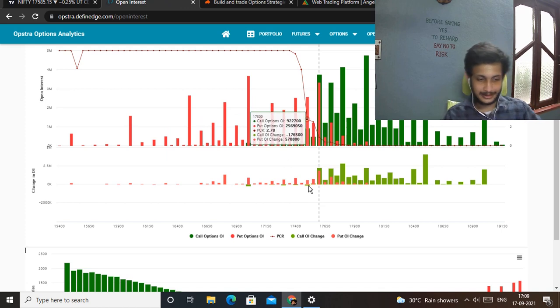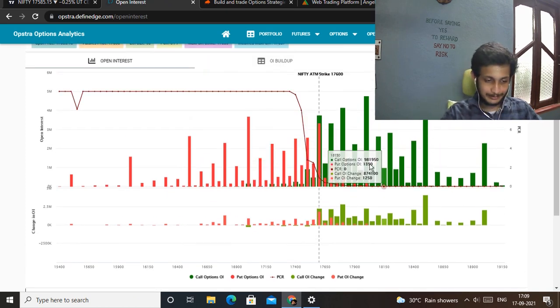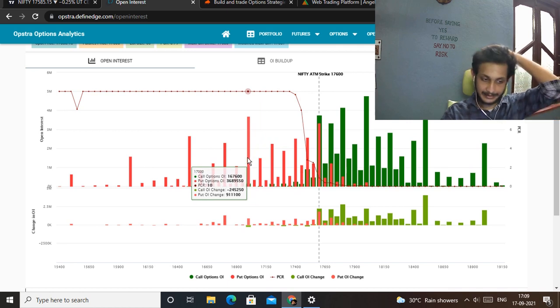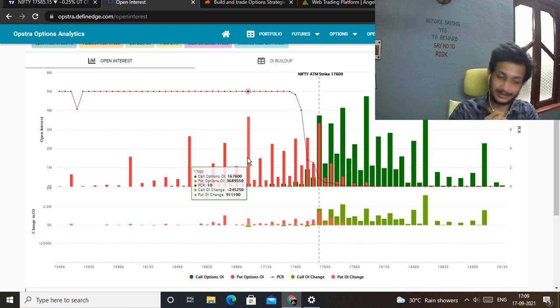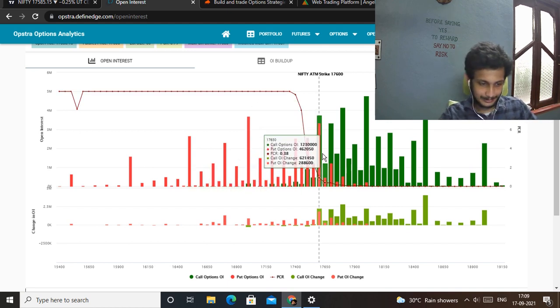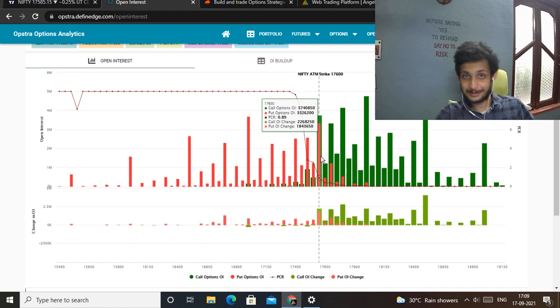But apparently it may seem that the highest number of put OI is present, right? See, from here also we can see that the highest number of put OI is at 17,000, but apparently it can seem that here at 17,650 is the highest number of put OI, and so this is going to be the immediate support for Nifty and all that.